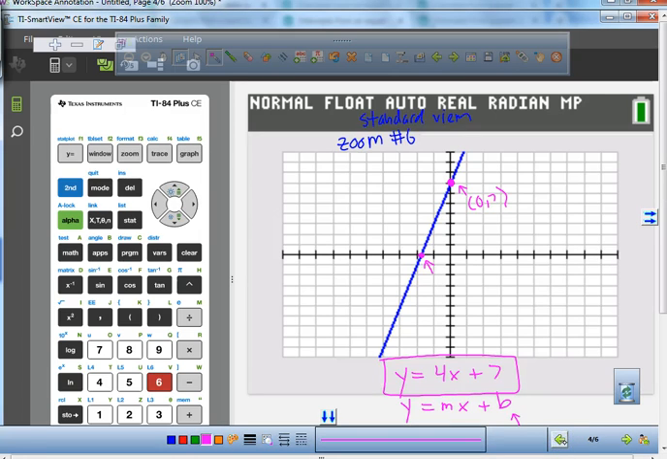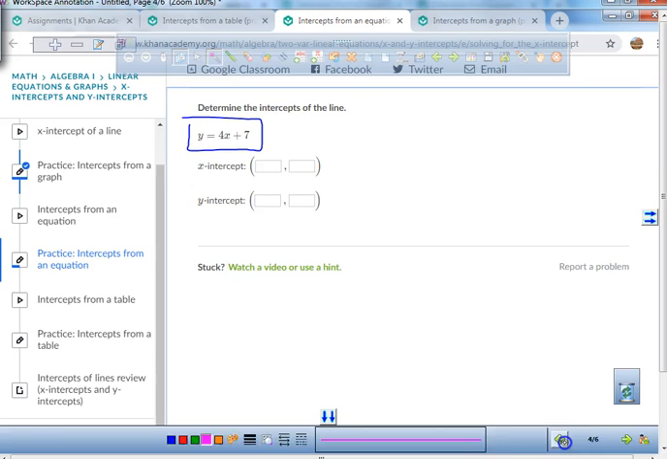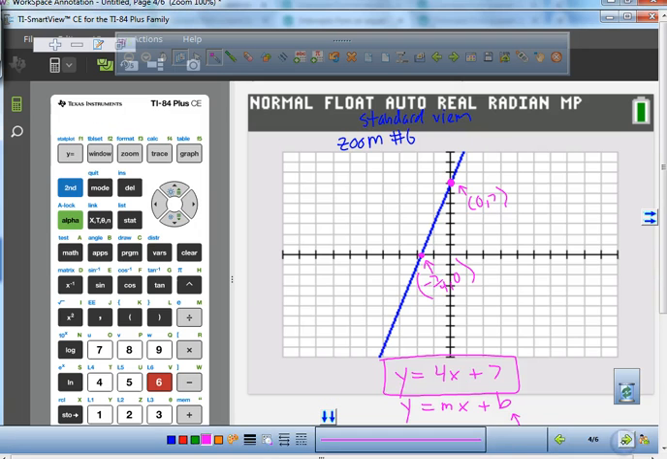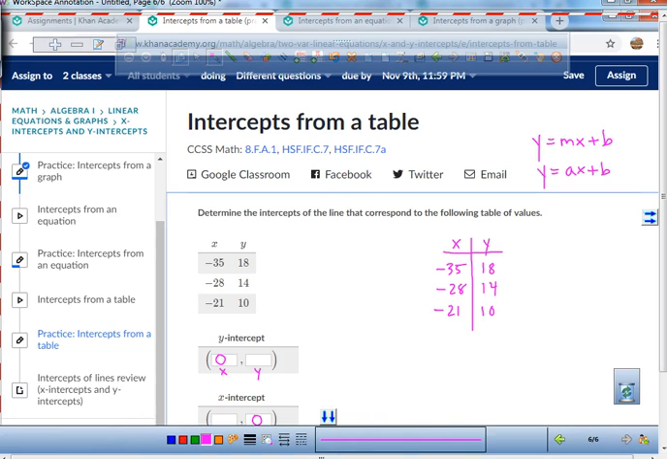If you go back over here, we can see our y-intercept had a 0, 7. This ended up being negative 4 sevenths. You go back to our original problem. Our x-intercept was at negative 8, 0. Our y-intercept was at 0, negative 6. So that's something we're reviewing while we're doing this.